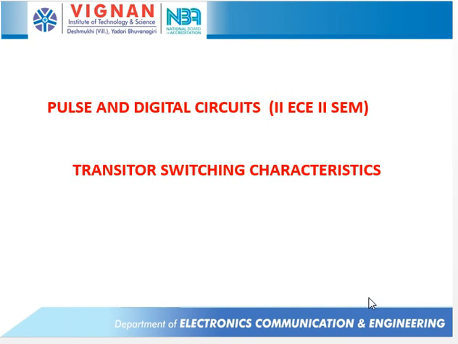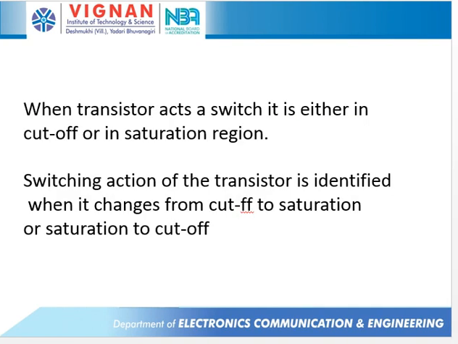Generally, the transistor we are using will operate in three different regions: cutoff region, active region, and saturation region. But for a switching application we need to operate our device in cutoff region or saturation region only. That means when the transistor acts as a switch, the device is either in cutoff region or in saturation region.